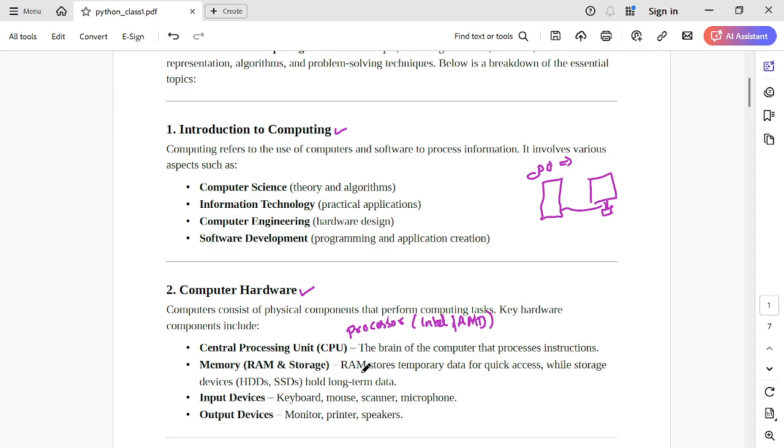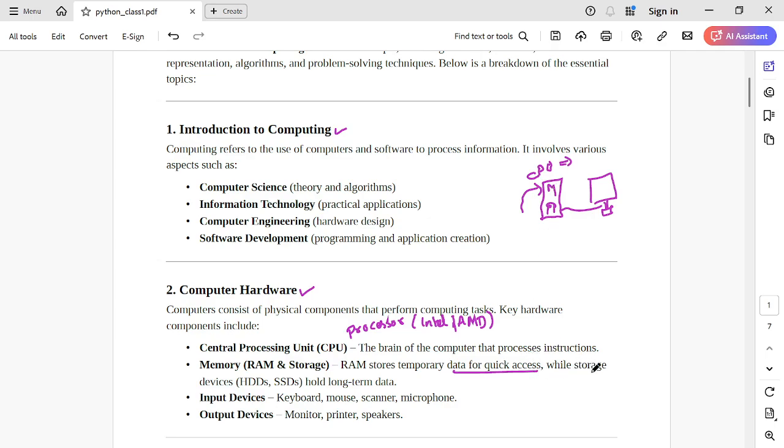RAM is random access memory, which is primary memory, used to temporarily store data for quick access. Whenever you switch on the CPU, the operating system is loaded from the storage into the memory. That memory is RAM. After you shut down the system, it will not be available in this primary memory.